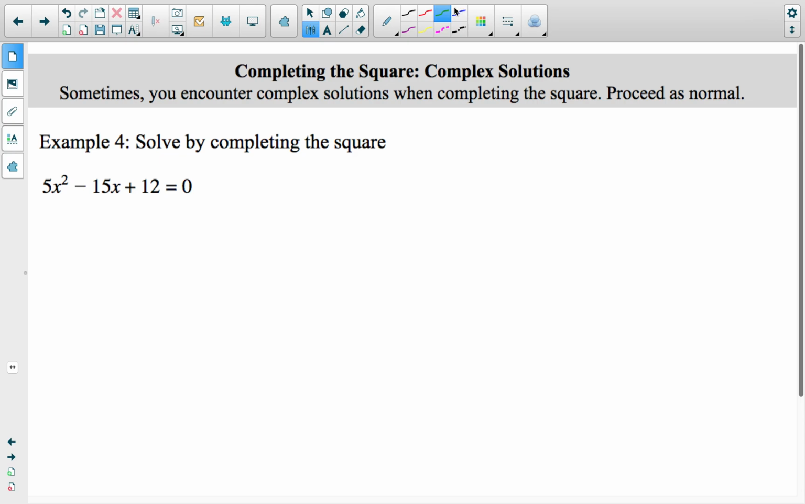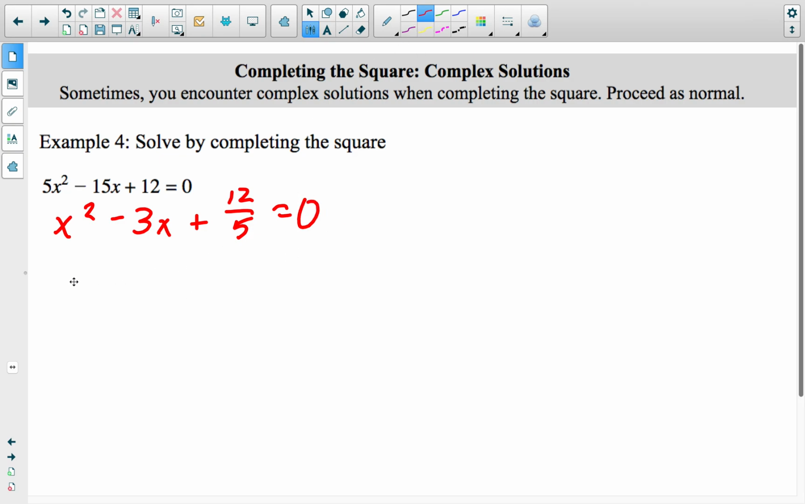For real, pause the video, give this a try. It will not bite. Okay, so first thing we're going to do is divide everything by 5. So x squared minus 3x plus 12 over 5 equals 0.